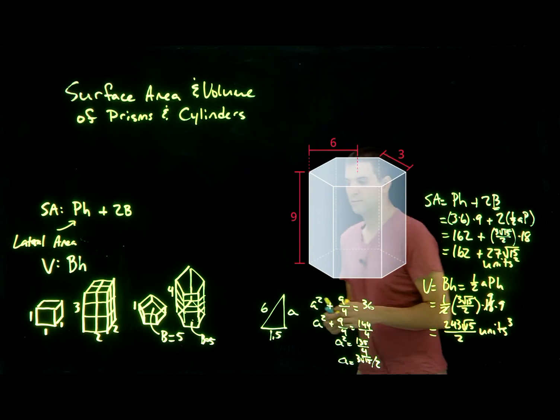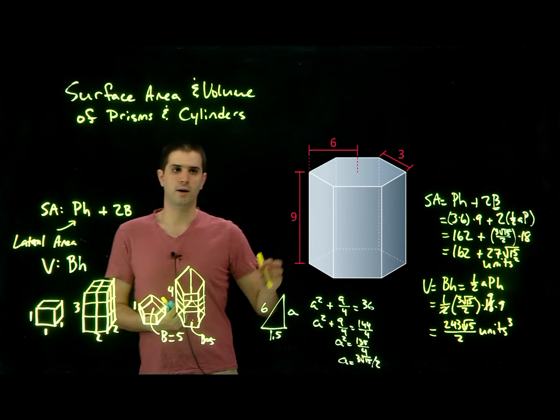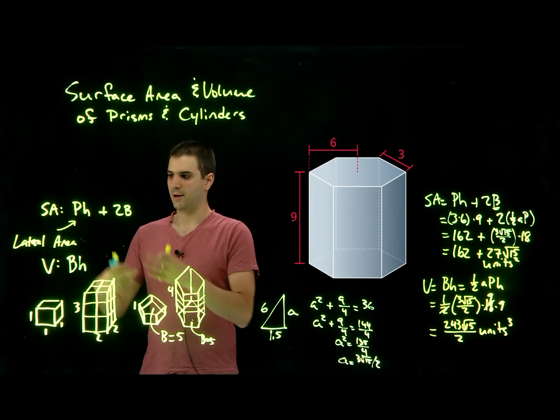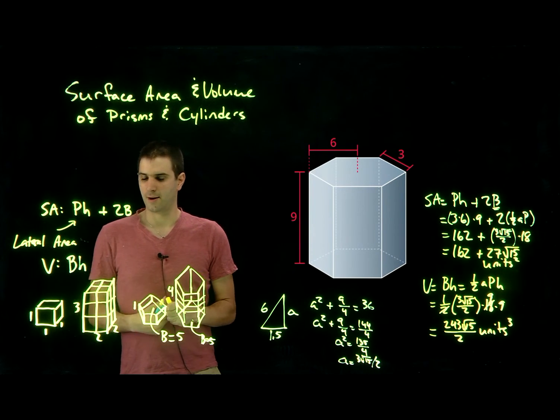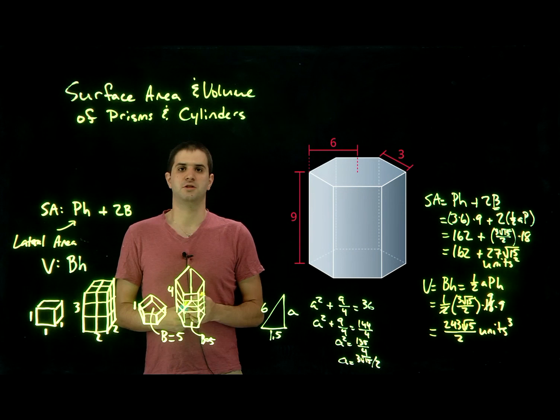Okay. Hopefully this gave you a decent idea of what a sample problem looks like and where the surface area and volume equations came from for prisms.